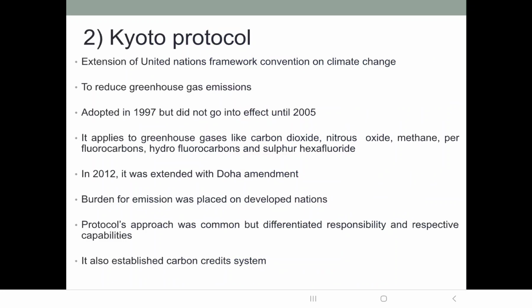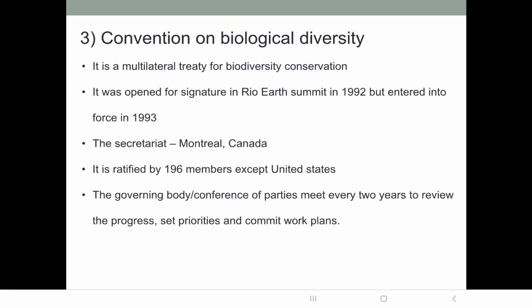Okay, then the Kyoto Protocol, it is just an extension of the United Nations Framework Convention on Climate Change, but it recognizes common but differentiated responsibility. So the developed countries are held more responsible for the greenhouse gas emissions, and it establishes the carbon credit system. I told you what carbon credits are.